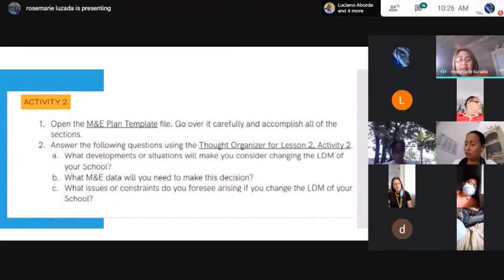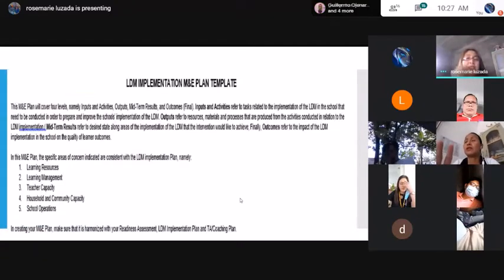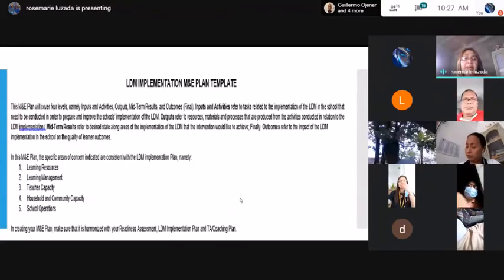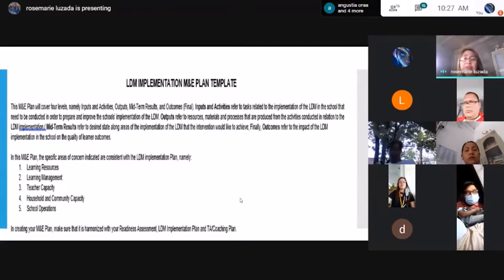So we need to make decisions after monitoring and evaluation for the improvement of instruction. So this is the LDM implementation and M&E Plan Template. So this M&E plan will cover 4 levels, namely inputs and activities, outputs, midterm results, and outcomes.